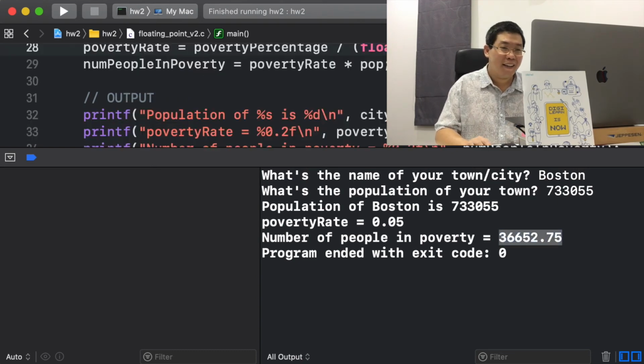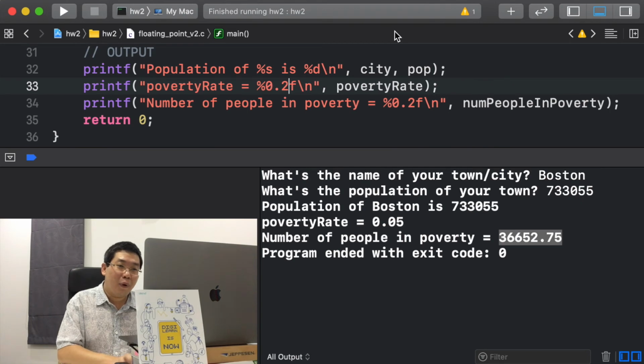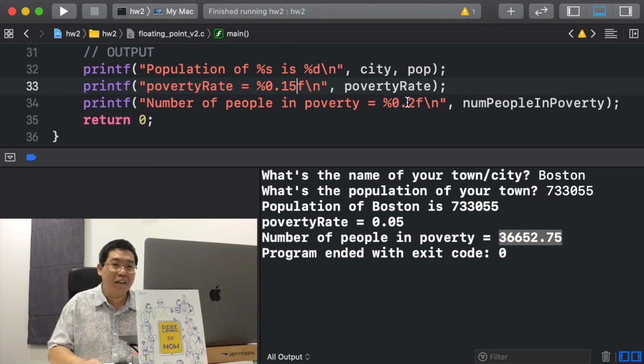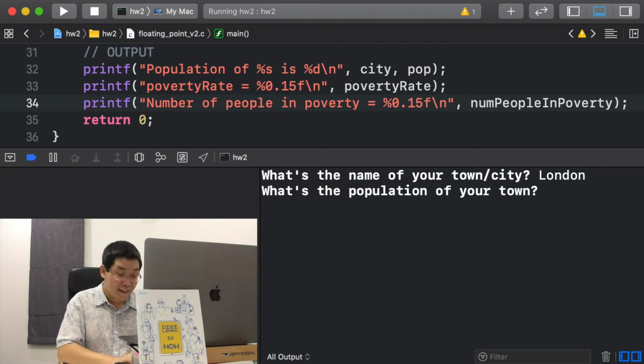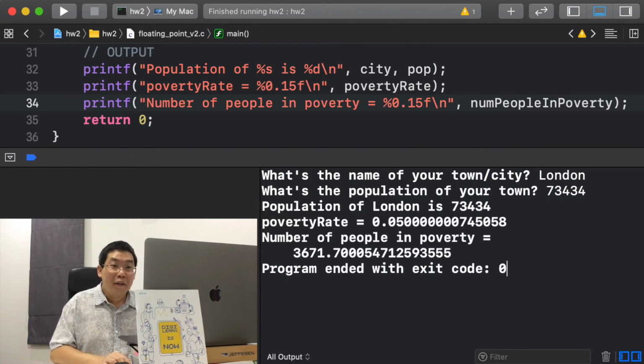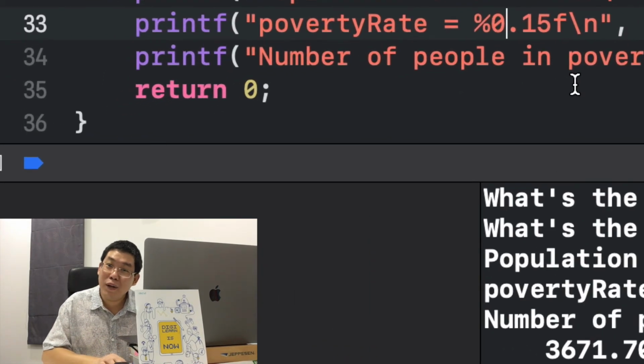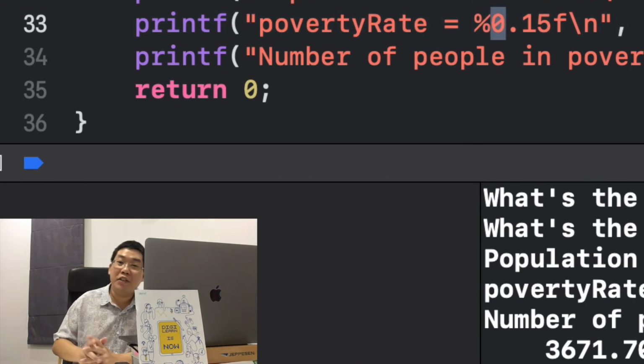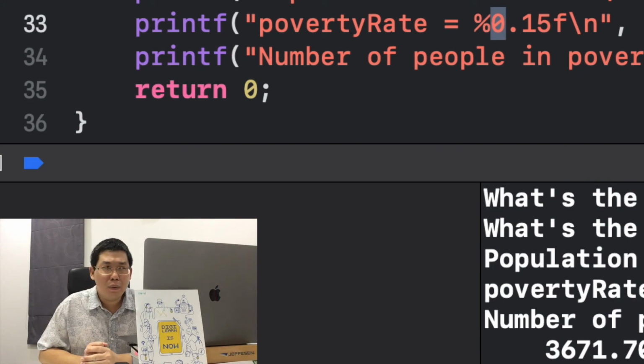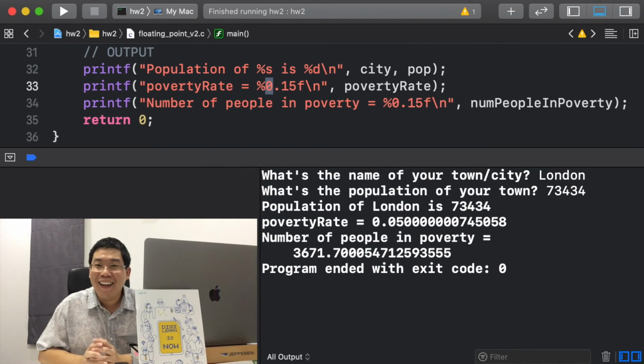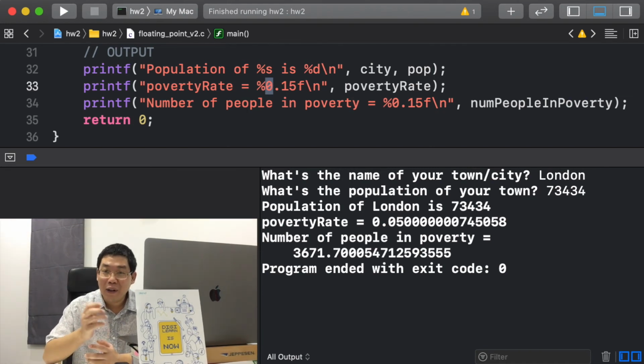Let's try again. Let's do 0.15. You actually get 15 decimal places. And you may wonder, what is this 0 here? What if I change it to 20? What if I change it to 5? What if I change it to 100? What would happen? I leave that as an exercise. Try it and see how it happens, and then put a comment in the space below the video.